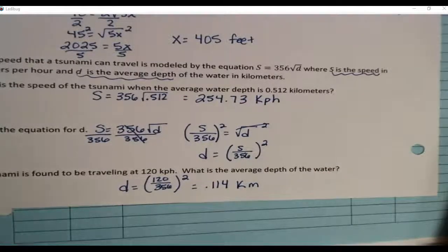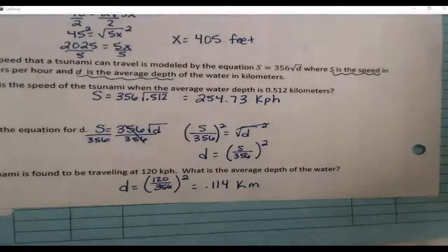So you didn't have to solve for D. We could have still plugged in the S and solved like we did the other ones. It doesn't matter. Either way, you get the same answer. Questions?